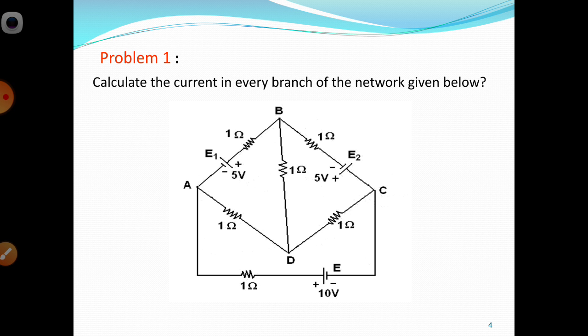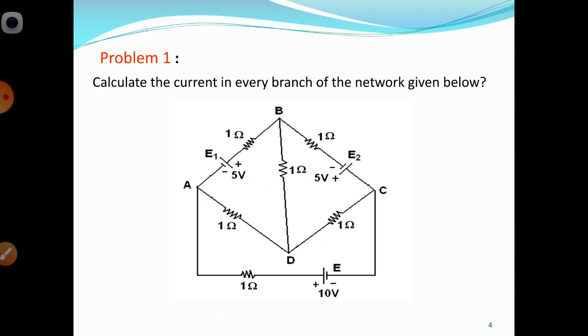Now in branch AB we connected E1, one source, one cell, and one resistance also. One active element and one passive element are connected in branch AB. Now in branch BC we connected another resistance and a voltage source E2. Now in CD we connected a 1 ohm resistor, only a passive element, and in AD also we connected a 1 ohm resistor.